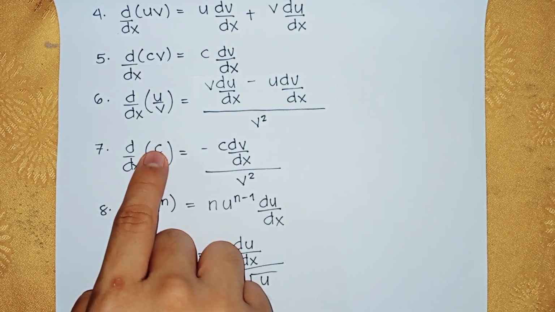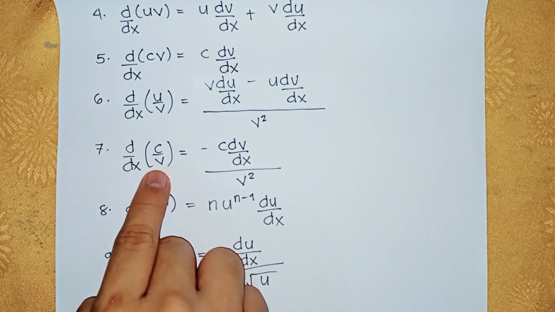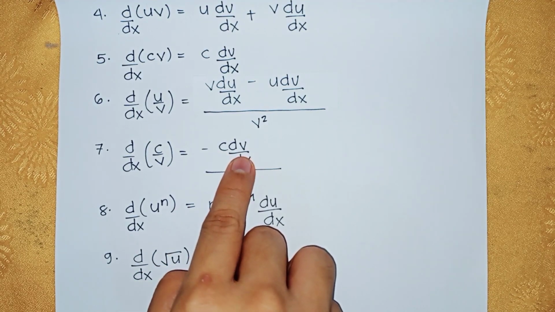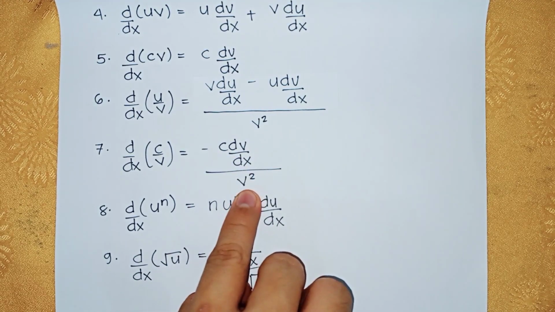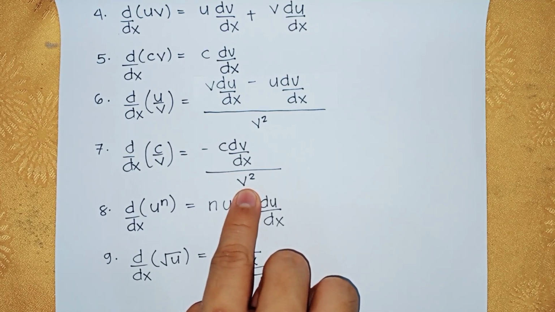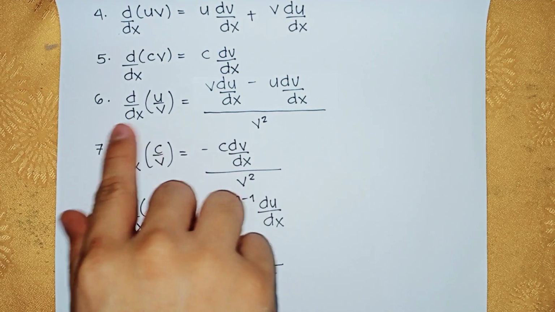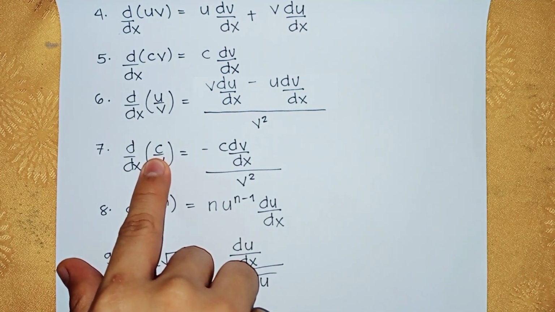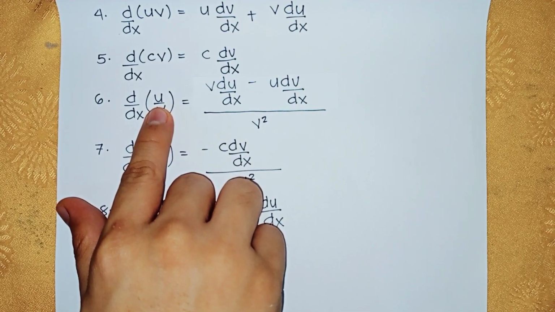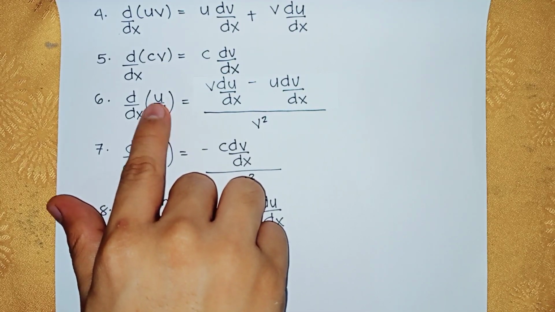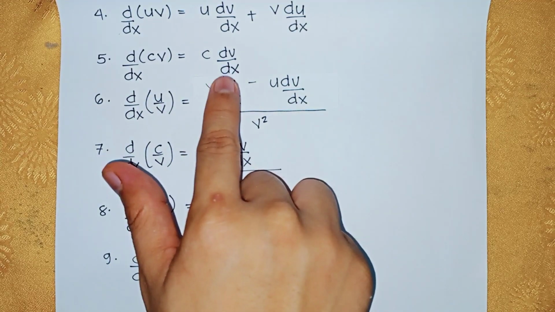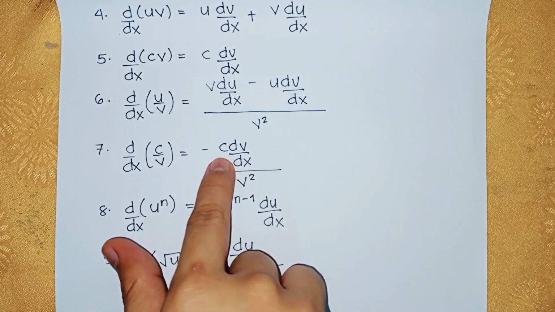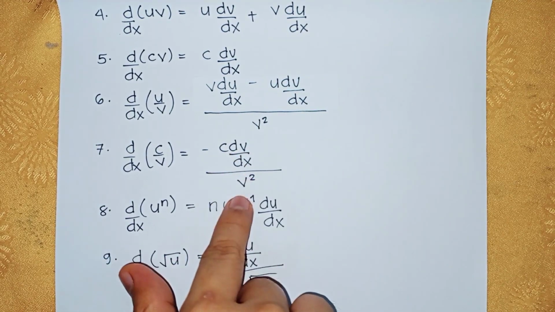The derivative of a constant divided by a function is equal to the negative constant times the derivative of the function, all divided by the square of the function. You will notice it is similar to rule number 6, except that the numerator is a constant, whereas there it was a function. So the u, the function in the numerator, is simply removed. That is why it becomes negative constant times dv over dx over v squared.